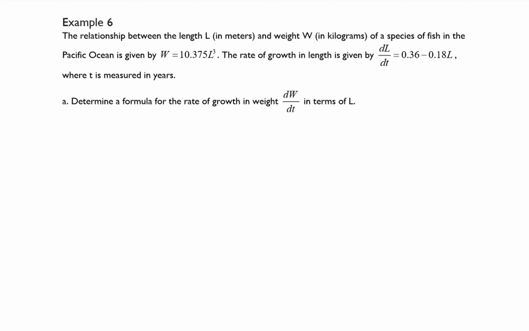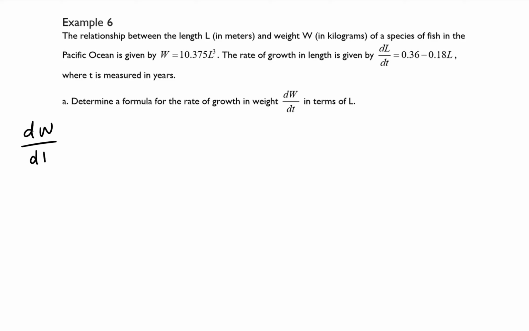Example 6 says the relationship between the length L in meters and weight W in kilograms of a species of fish in the Pacific Ocean is given by W equals 10.375 L cubed. The rate of growth in length is given by dL/dt equals 0.36 minus 0.18 L, where t is measured in years. Part A says determine a formula for the rate of growth in weight, dW/dt, in terms of L.